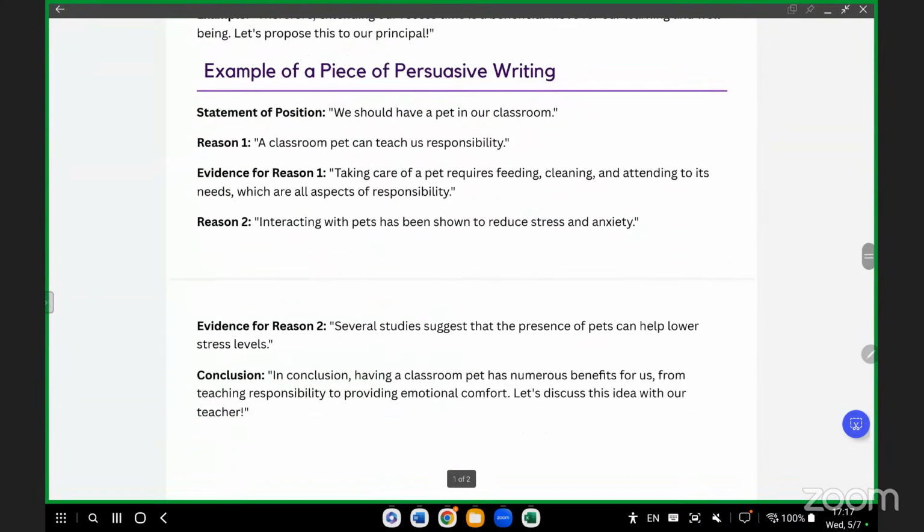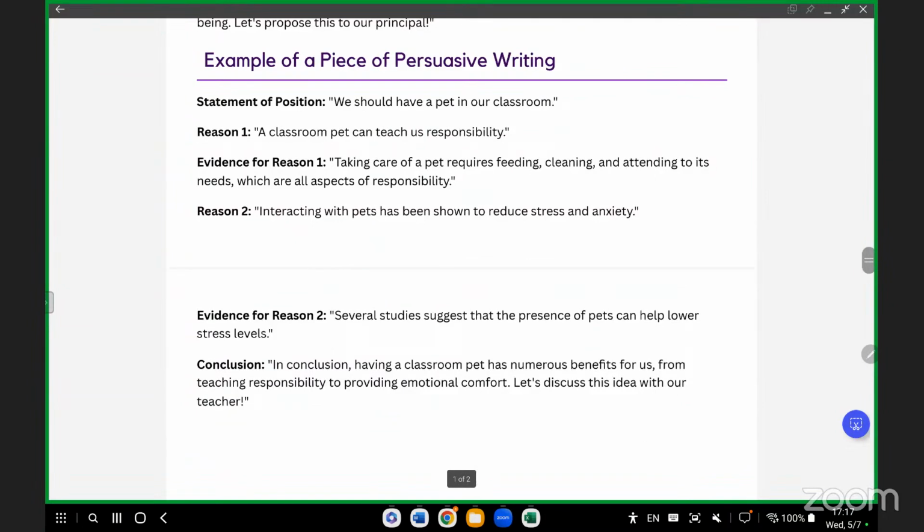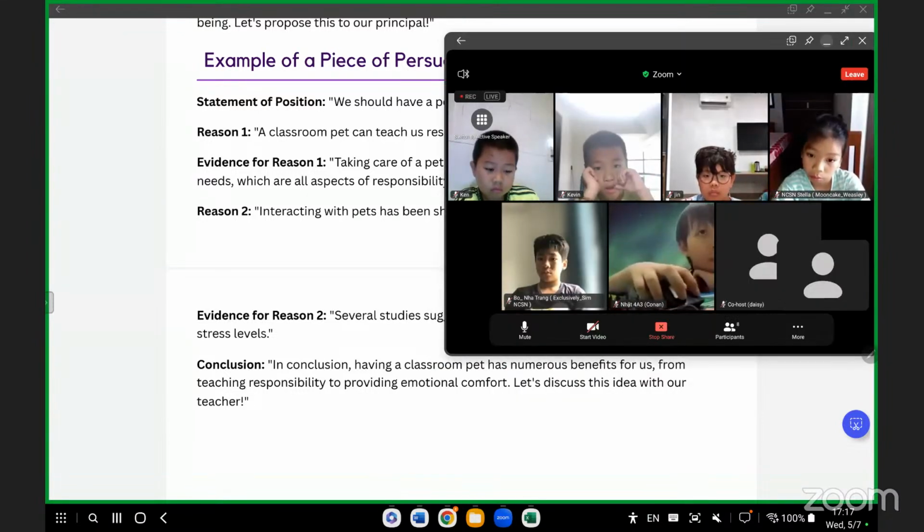So I've got here an example of a piece of persuasive writing, and I've separated it all by the sections. So do we have any questions about what we've just talked about before we move on to the example?